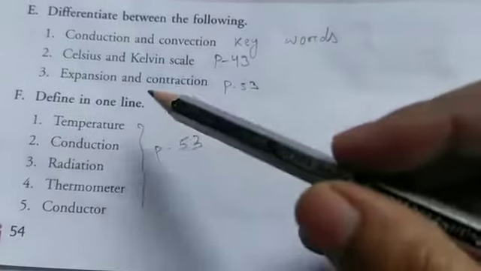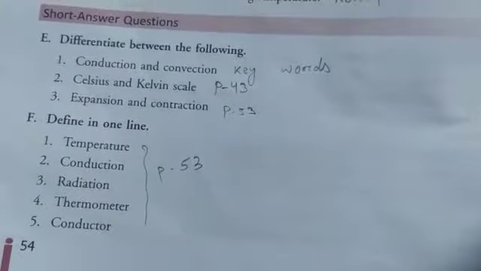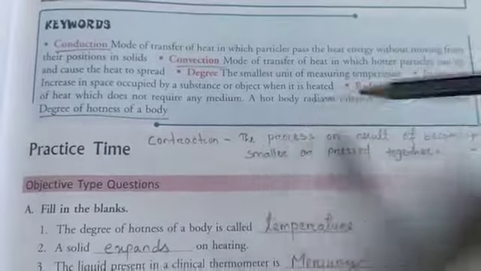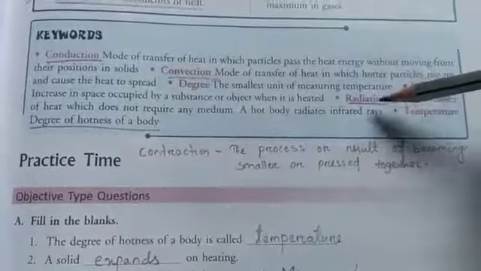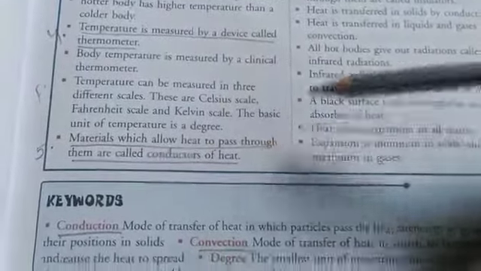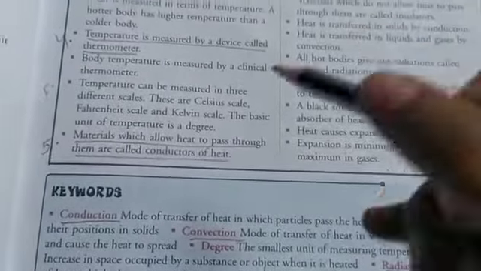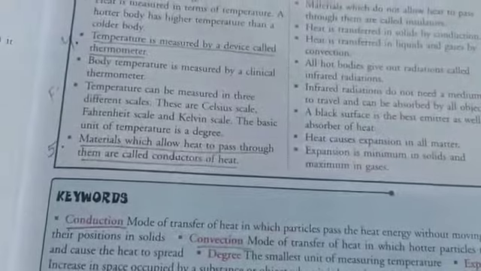F number, define in one line. All the questions are in page number 53. So here you can see temperature, then conduction, radiation, thermometer, conductors of heat. So all the F number is in page number 53. This is F number 4, F number 5.